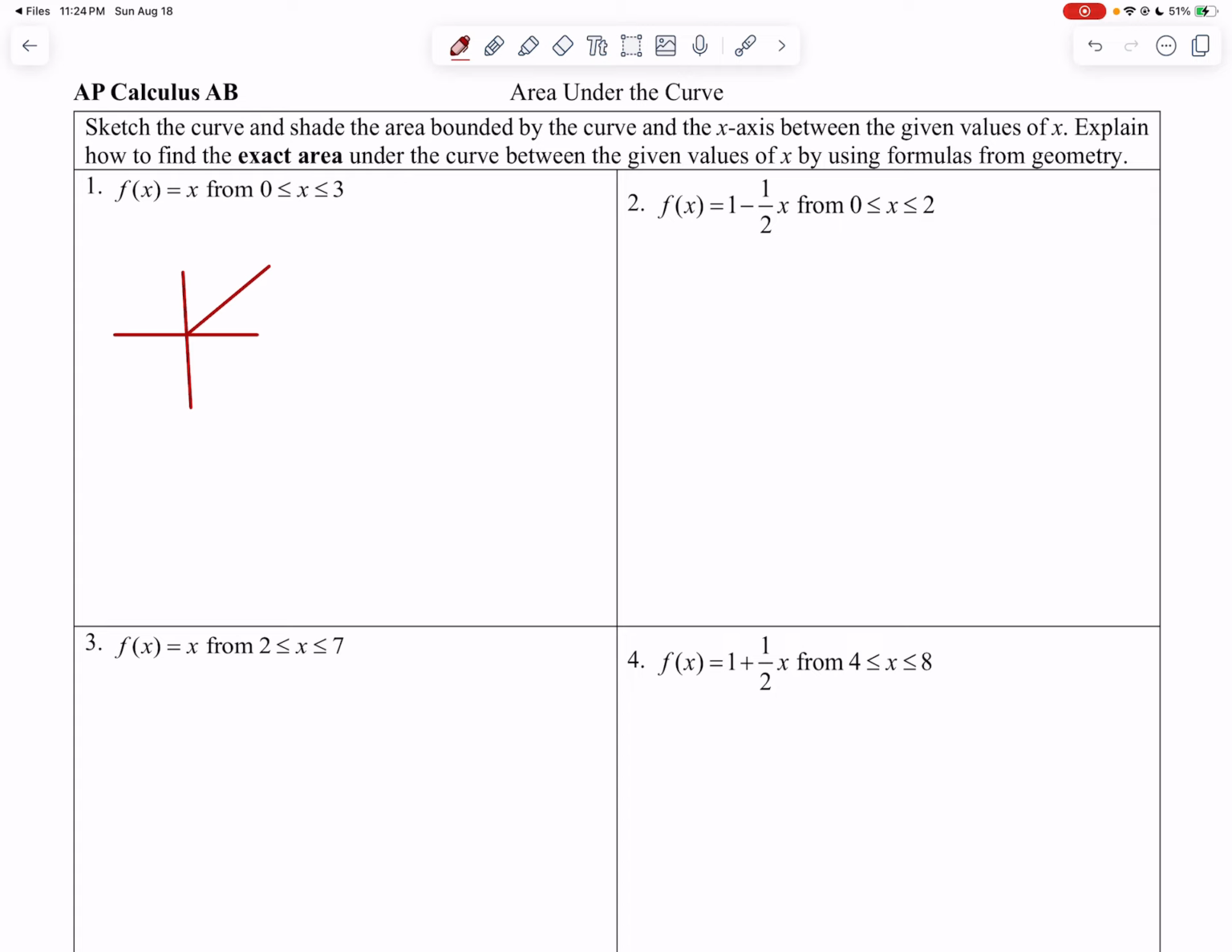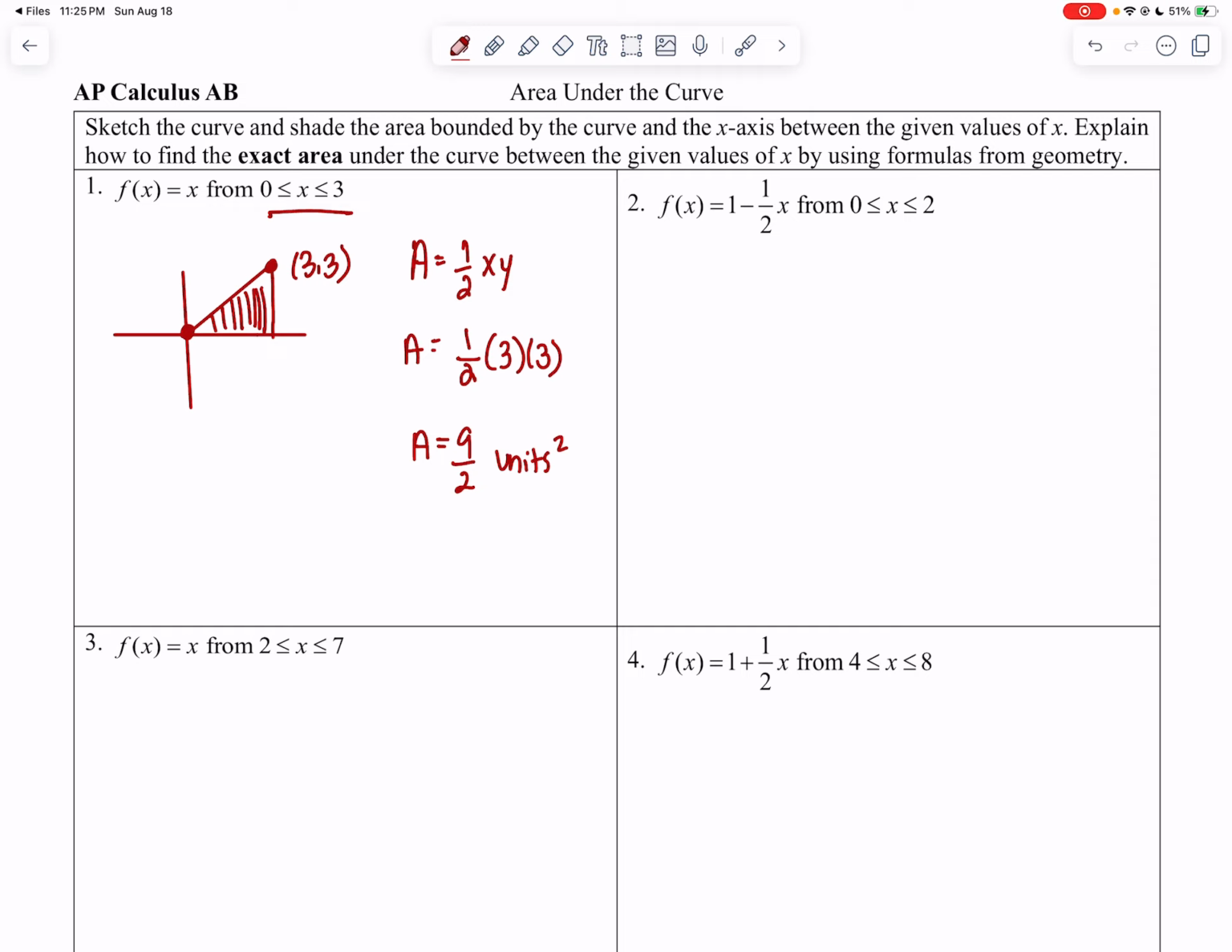And then if I have from 0 to 3, I know that this is (0, 0). And I know that this is (3, 0), (3, 3). So if I want to look at the area bounded by the curve and the x-axis between the given values, this is going to be my region right here that I'm trying to find. Well, lucky for us, this is just a triangle. It's a right triangle. So I'm going to have 1/2 base times height, or 1/2 times 3 times 3, or 9/2 units squared.